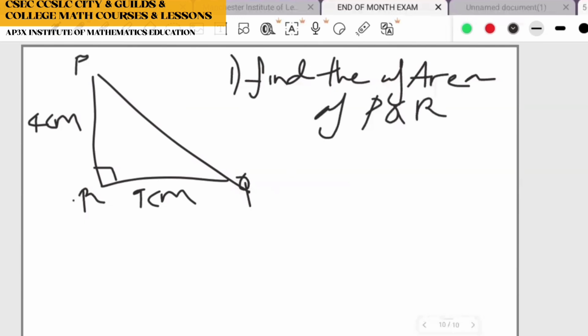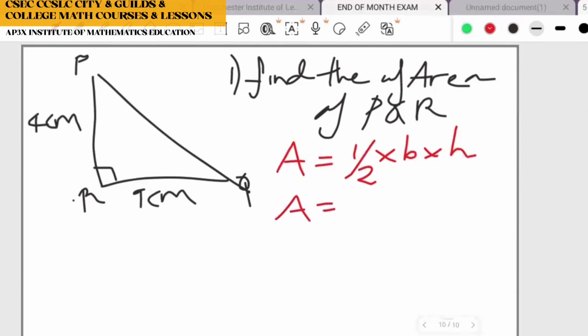Now, we can confirm that this is a right angle triangle because of the box in the corner. And this triangle obviously has a base and it obviously has a height. So then to find the area, we would draw for our formula A equals half times base times height. All right, now A is equal to then half multiplied by the base, which is 9, times the height, which is 4.